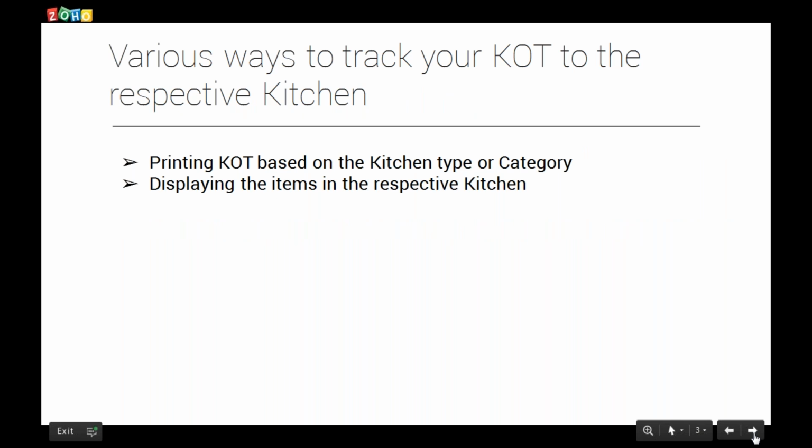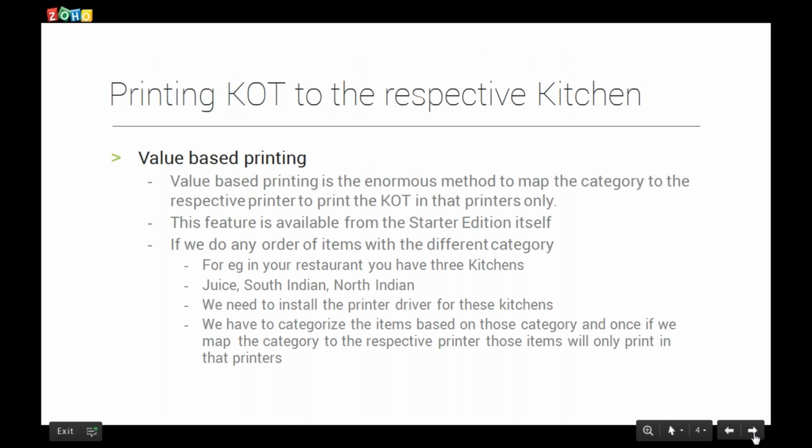What are the ways we can display or print the KOT based on the item category? There are two ways. One is to print the KOT in the respective kitchen on the respective printer, and also displaying the KOT items in the respective kitchen. This is the feature which we started 5 years back itself: printing the KOT in the respective kitchen.